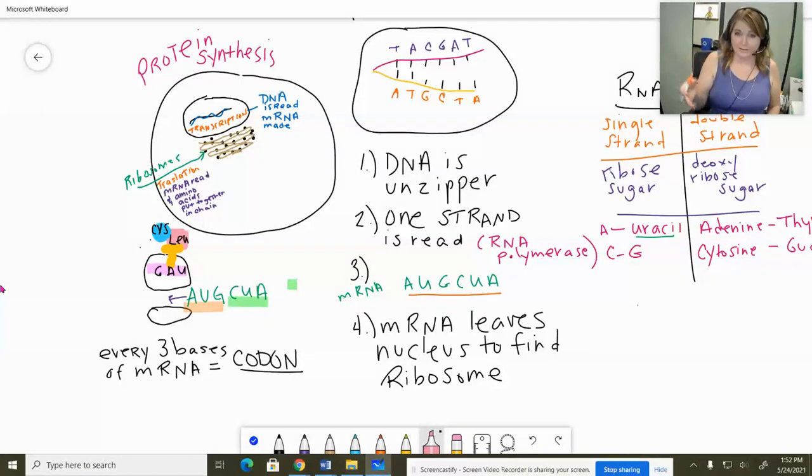Once you get to the end of it, then a stop codon is read. Protein synthesis stops, and then this whole chain gets folded up into a protein eventually. Okay, so that is pretty much protein synthesis in a nutshell.